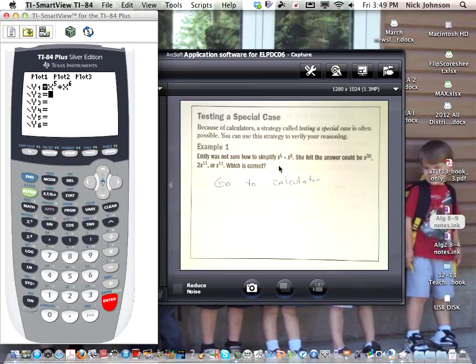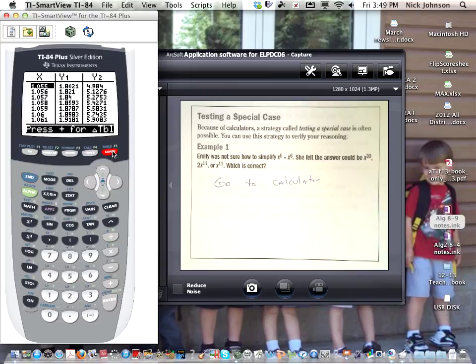Now, what she thought it could be is x to the 30th, so I'm going to put x to the 30th in for my y2. For my y3, she also thought it could be 2x to the 11th power. And for my y4, she also thought it could be x to the 11th. So we're going to see which one it works for. I'm going to go to my table, and I'm looking for which ones equal each other. Which ones equal each other?